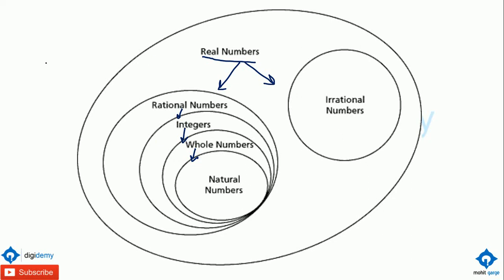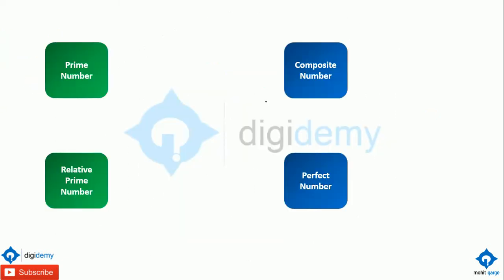These are important in various topics like sets, sequences. The natural numbers are further classified as prime numbers, composite numbers, relative prime numbers and perfect numbers. So this is not basically a classification, these are the various types of numbers.